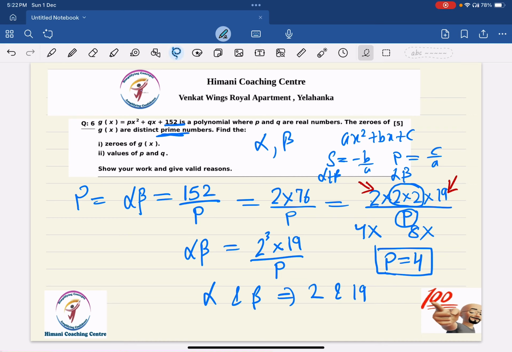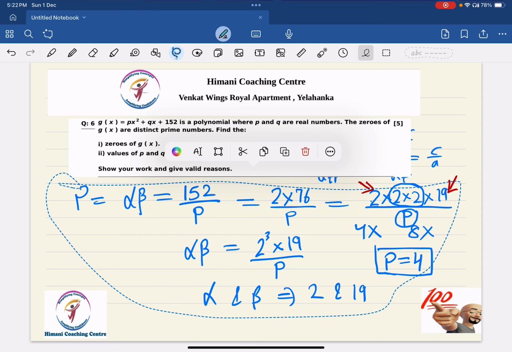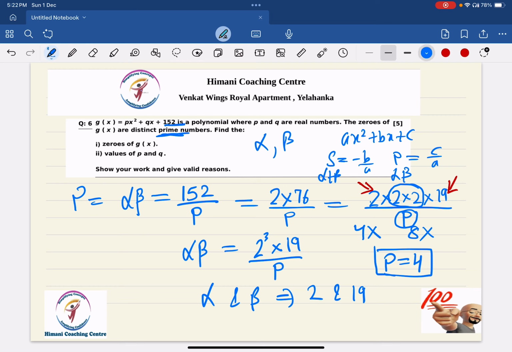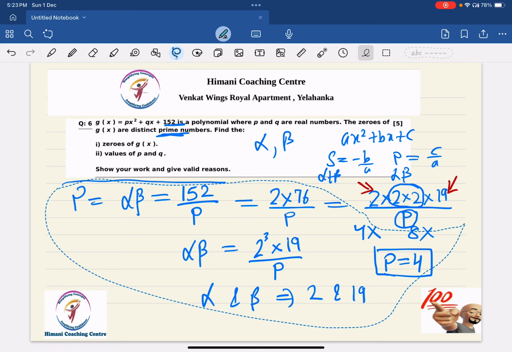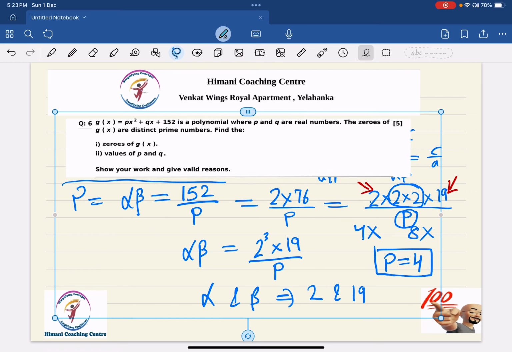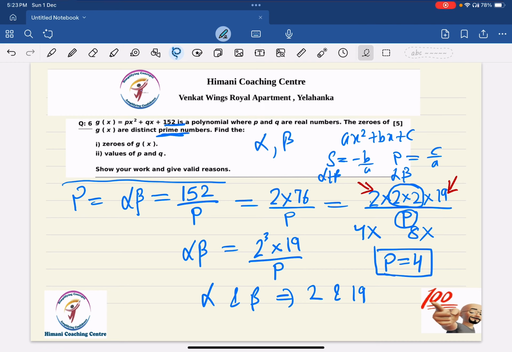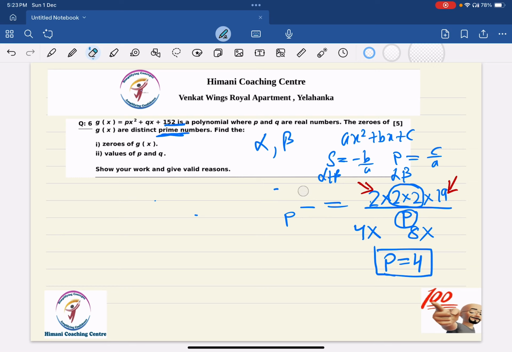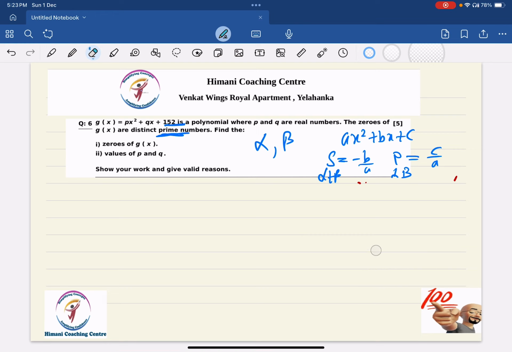Now we have decided and figured out. Just a second. So let us quickly, okay, let me use something else here. No, it's not working. So we have figured out that alpha and beta are 2 and 19, and now we will use this to figure out the value of q. Okay, so give me a second.